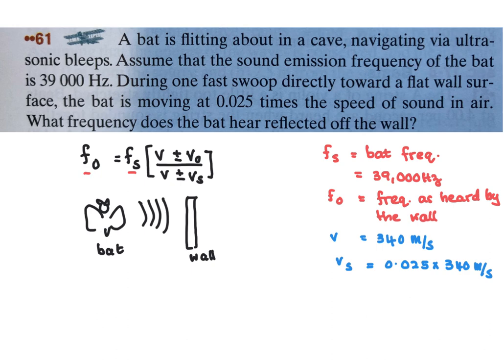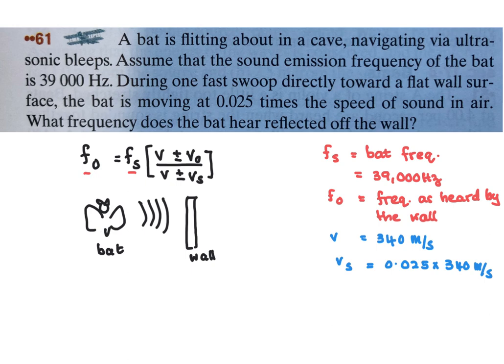At this point, what you have is a bat flitting about in a cave, navigating via ultrasonic bleeps. His frequency is 39,000 hertz, and during one fast swoop directly toward a flat wall surface, the bat is moving at 0.025 times the speed of sound in air.